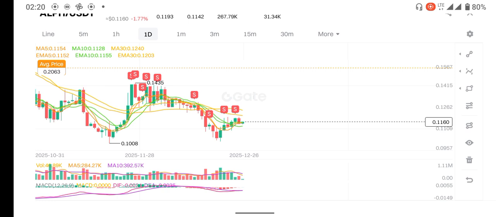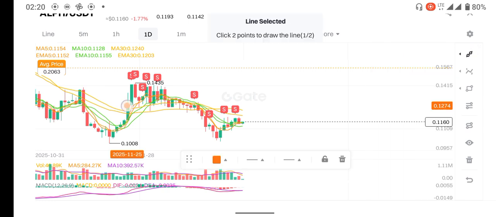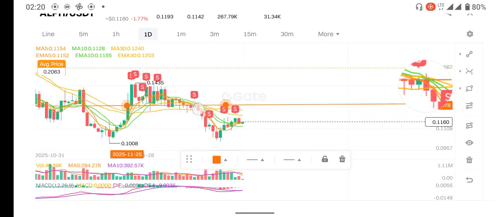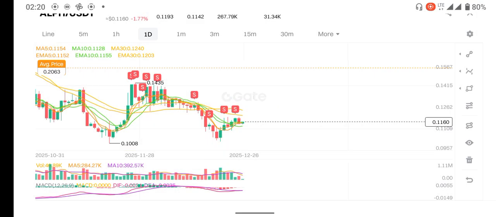So we can see the support zone that has been built and respected by the market over and over again. This is a strong support zone at 0.1278. Whenever the price rallies to this point, we'll have a new resistance, and whenever it breaks the resistance, the price will rally back to 0.14. So one should expect this from this analysis.